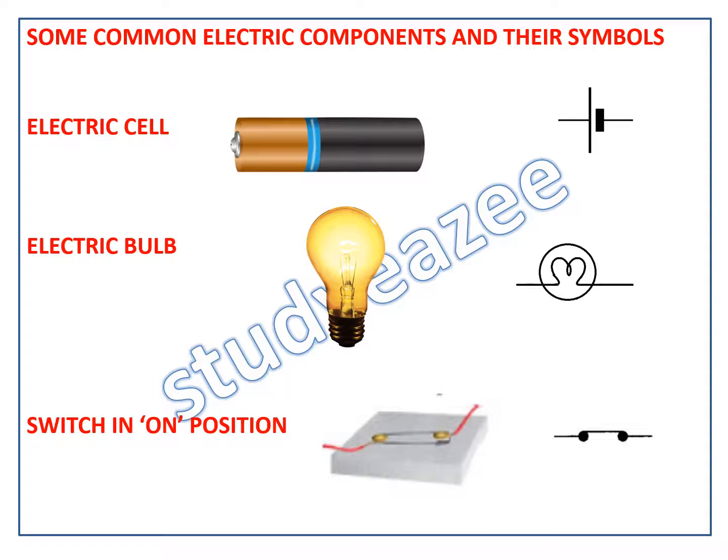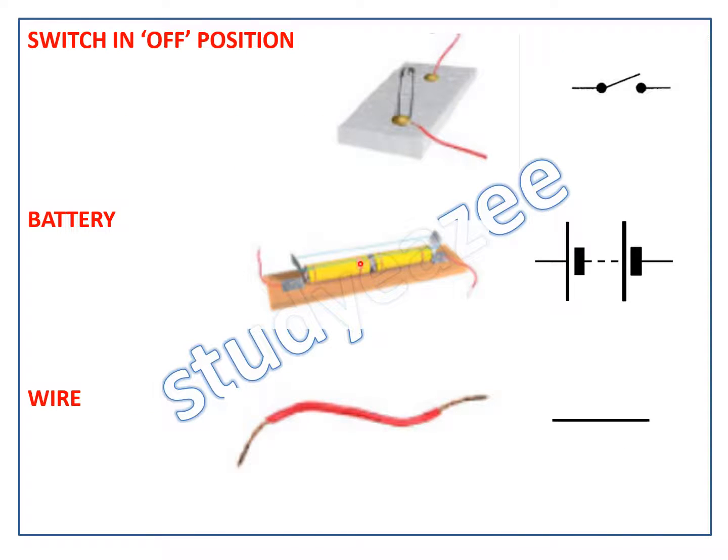Let us see some common electric components and their symbols. First, we have the electric cell, which is represented by a longer line and a shorter, thicker line. The longer line represents the positive terminal and the shorter, thicker line represents the negative terminal. We then have the electric bulb. Then we have the switch in the on position. There is the switch in the off position. We have a battery; two or more cells together make up a battery. Then we have a connecting wire.